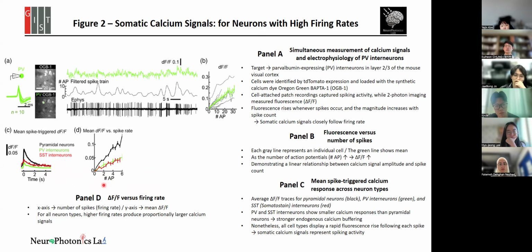Panel D, as you can see, for all neuron types, a higher firing rate produces proportionally larger calcium signals.